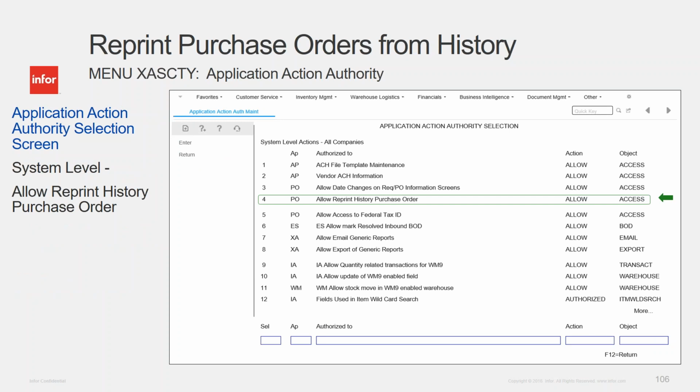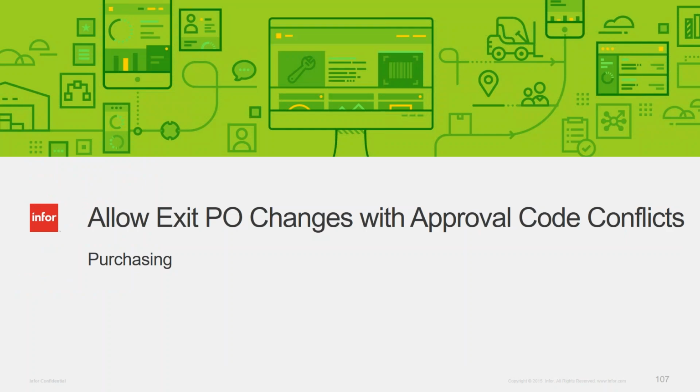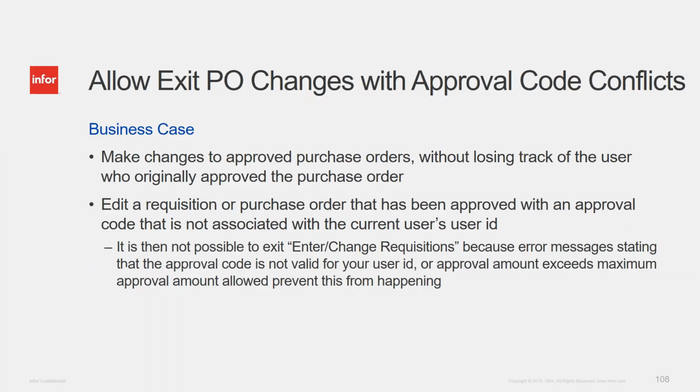And here's your application action authority. At the system level, allow reprint of history purchase orders. Allow exit PO changes with approval code conflicts.